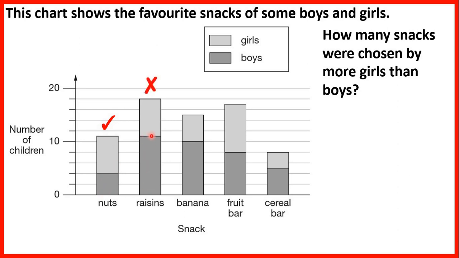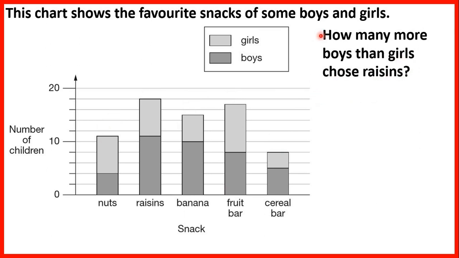With raisins, we can see that the dark grey is bigger, so that's more boys than girls. For banana as well, the dark grey is larger. For fruit bar, we have just slightly more girls than boys because this bar at the top is slightly larger than the bar at the bottom. And for cereal bar, we have more boys than girls because the dark grey takes up most of the bar. So altogether, that's nuts and fruit bar, so that's 2 snacks chosen by more girls than boys.